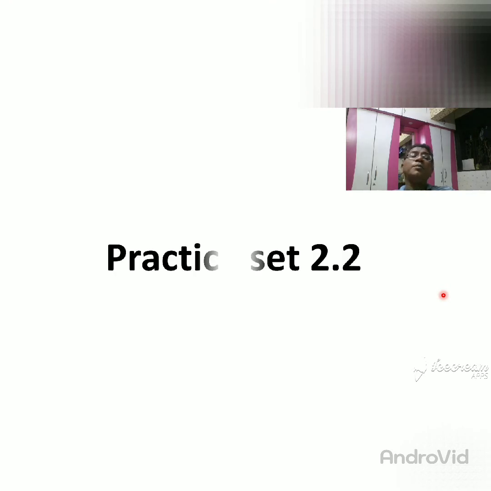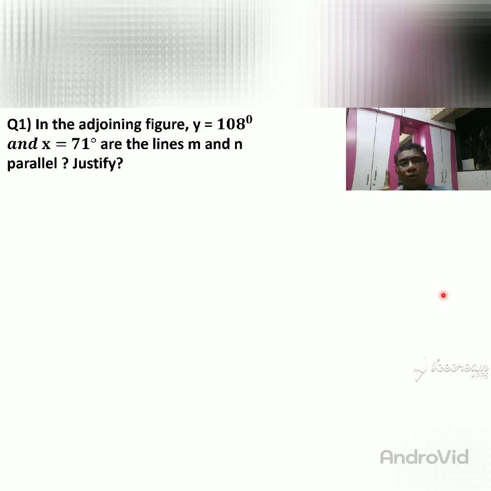We are going to learn practice set 2.2. Problem number 1. We take only one problem here because we have already explained three theorems, and these three theorems are very important, so that you are not confused. So I am taking only one problem in practice set 2.2. Okay students, this is the last question. Give attention here. What is given?